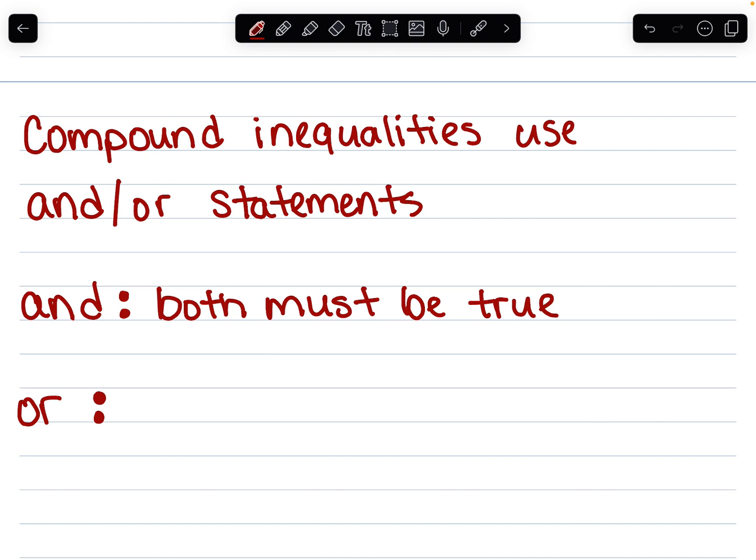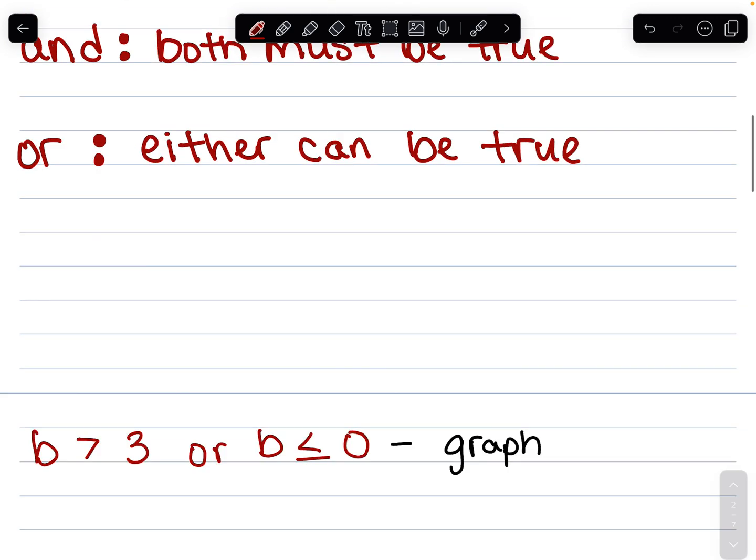What if your mom says, take out the trash or do the dishes? As long as one of them works, then you're okay. So on an or statement, either can be true. So either case will work. So with or there's a lot more room to work with. An and statement, a little less room to work with. Okay, but it's pretty self-explanatory. Okay, we okay on this? All right.